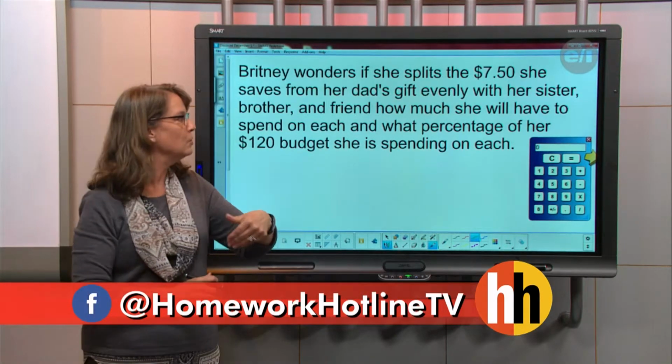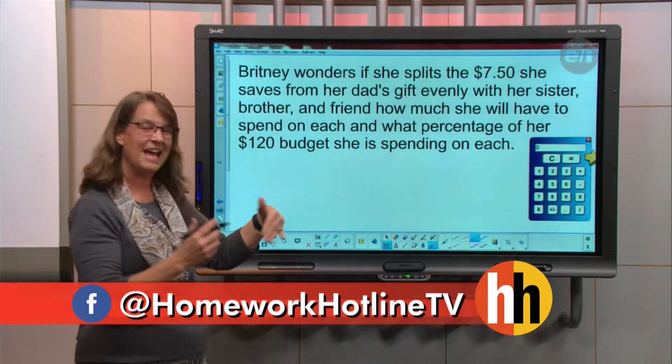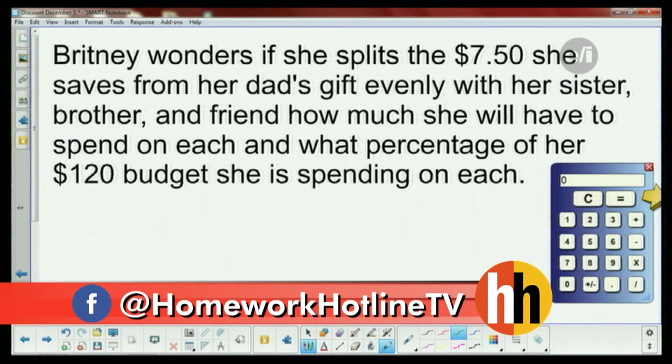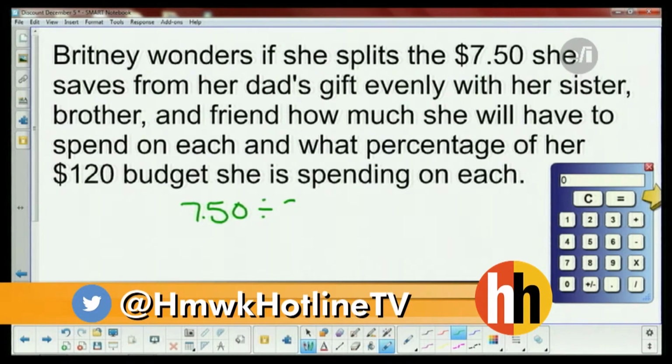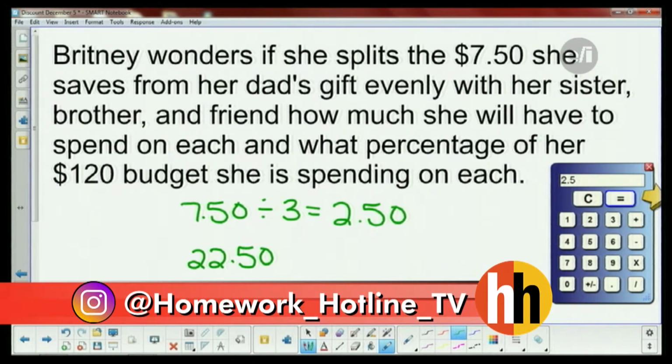So let's take a look now. What if she decides she wants to split it evenly with her sister, her brother, and her friend instead? Because she's spending a little bit more on mom than she is dad. She doesn't want to show that favoritism. So let's see what percent that brings her friend and her brother and sister to. So we have 7.50. We're going to divide that by 3, which equals $2.50 each. So that means you're now going to do $22.50 on the brother, $22.50 on the sister, and $22.50 on her friend.